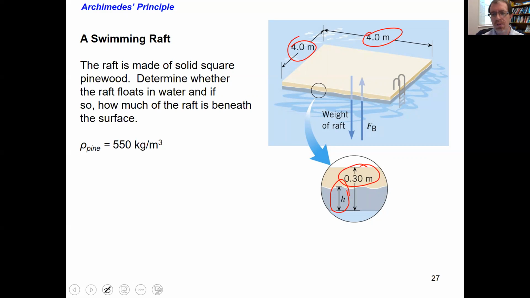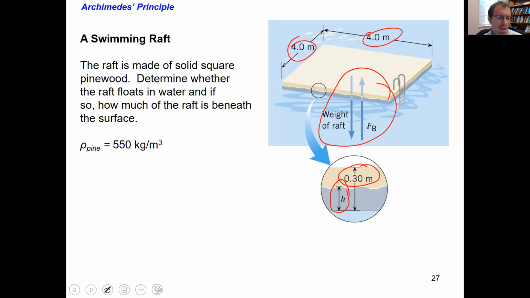We can see from our free body diagram right here that the buoyant force that the fluid's exerting on the raft has got to be the same size as the weight of the raft. If it weren't, then the raft would sink all the way to the bottom. And if the buoyant force were larger than the weight of the raft, then the raft would rise up and float out of the water. But no, if the raft is staying at one level, then those forces have to be balanced. So my buoyant force is equal to the weight of the raft.